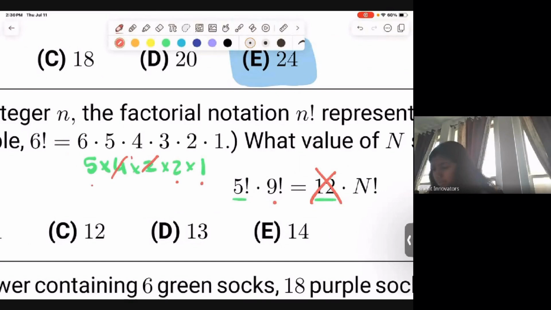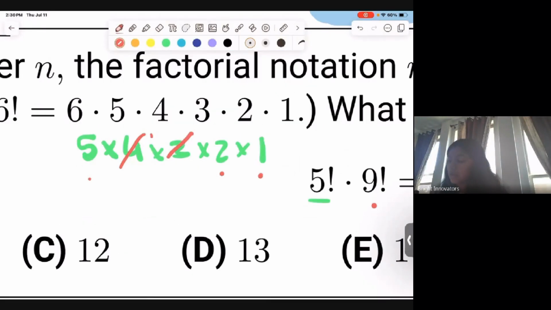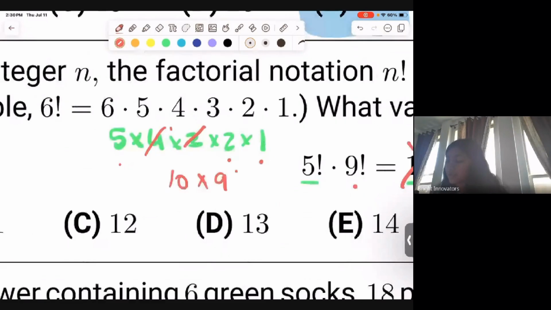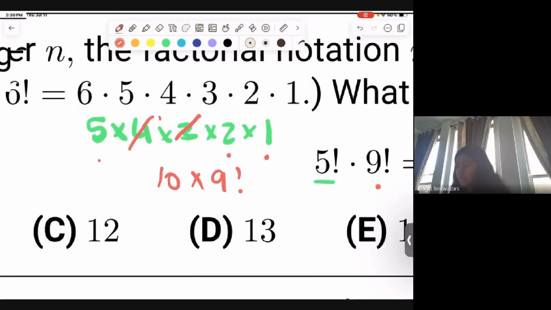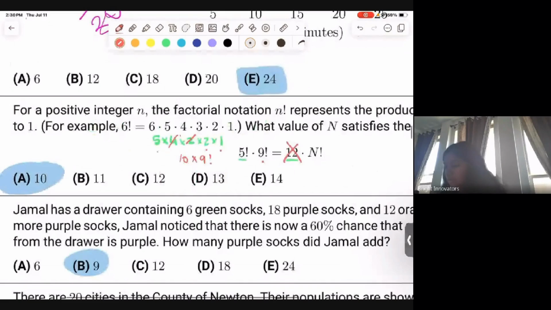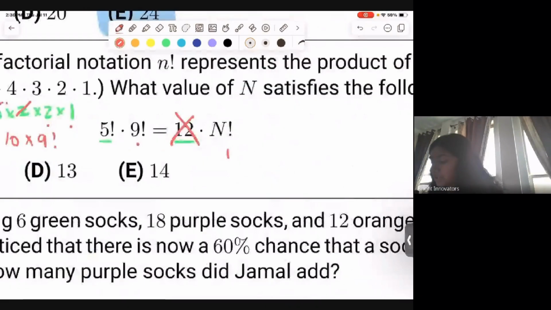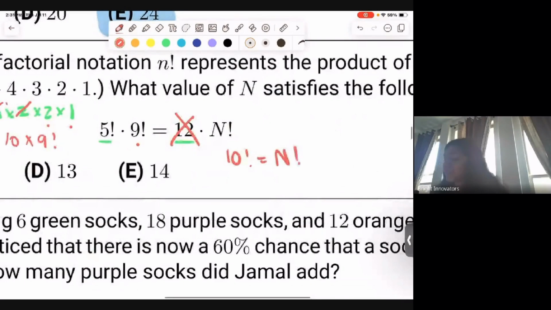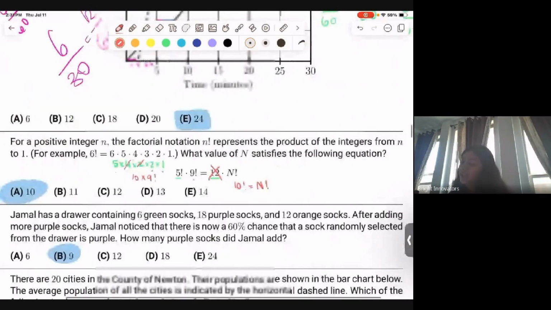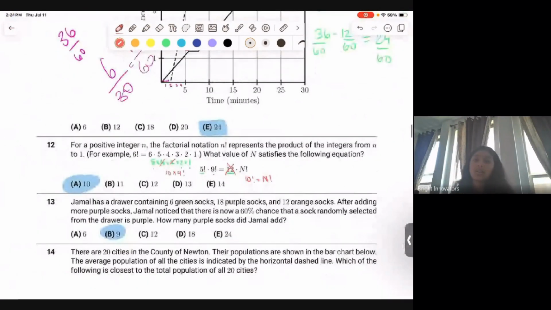What's the rest of my work? Okay, so then 5 times 2 is 10. So 10 times 9 factorial is the same as 10 factorial, because 10 factorial is just 10 times 9 times 8 all the way till 1. So basically on the left side you would have 10 factorial and then n factorial. So then n is equal to 10. Does that make sense?